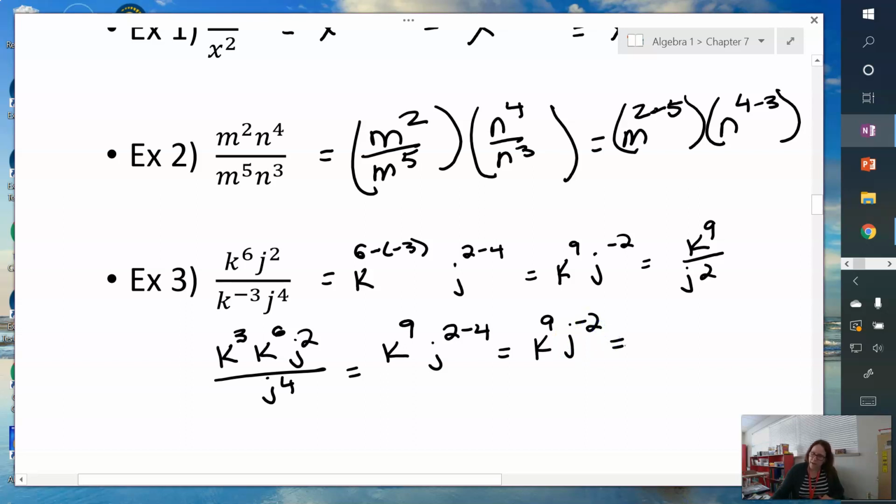And then again, I need to move that j to the 2 downstairs, so I get k to the 9, j to the 2. Either way works. So you can move a negative exponent upstairs first and then work it out, or you can go ahead and just subtract the exponents.